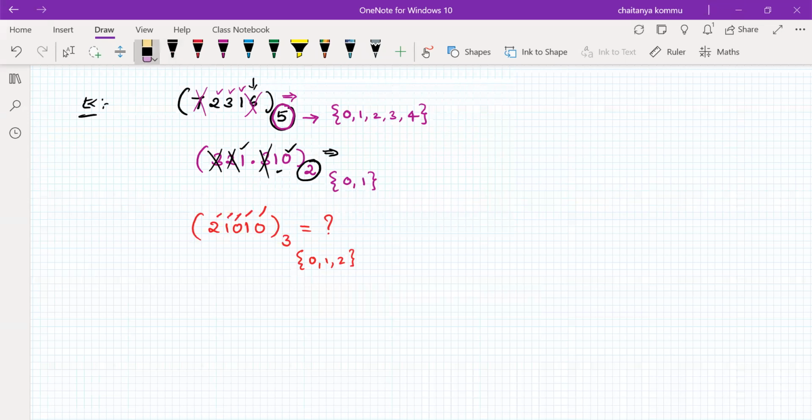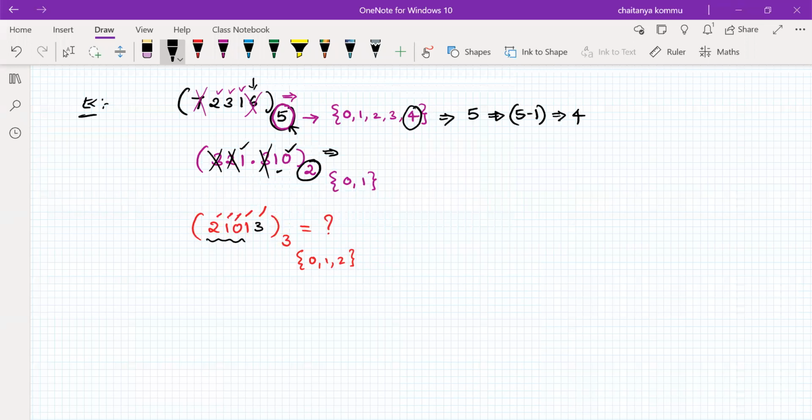For example, consider this. Here a 3 is present. So these 4 are valid, but 1 is not valid. The digit 3 is not a valid digit in the given radix 3 system. We should remember that whenever we have a radix r, for example 5, the maximum digit should be 5 minus 1, that is 4. So 4 is the maximum digit that we have to use, right?